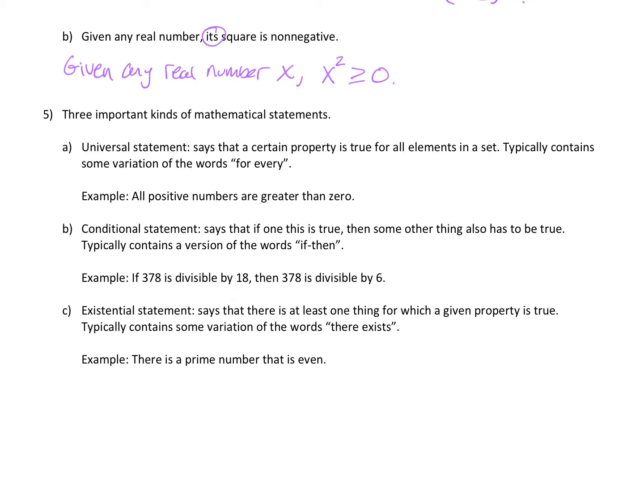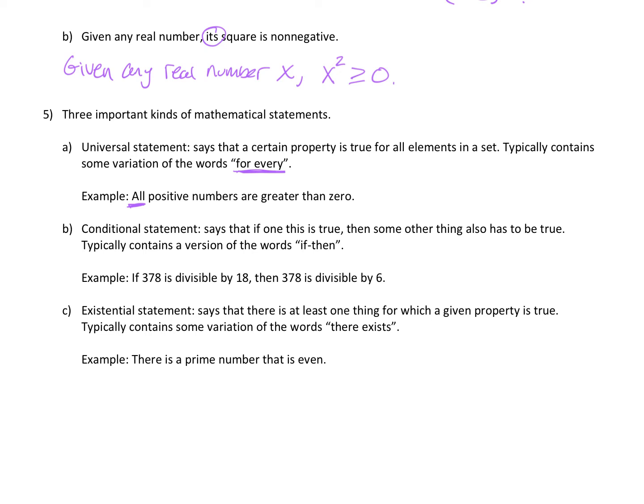All right, here are 3 important kinds of mathematical statements. We have a universal statement. That's a statement that says that a certain property is true for all elements in a set. It typically contains some variation of the words for every. So for example, all positive numbers are greater than 0. That's a universal statement about all positive numbers. And all is a variation on for every. For every positive number, it is greater than 0. So all, for every, those are indications of universality.